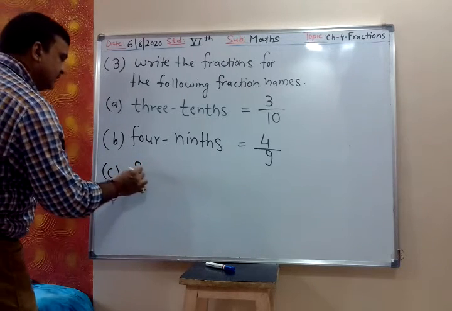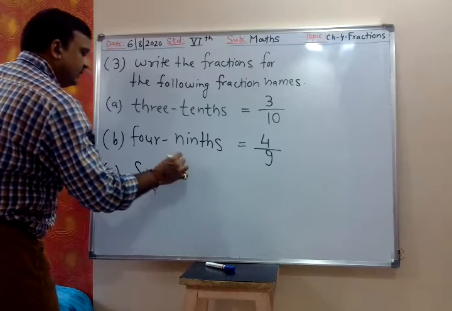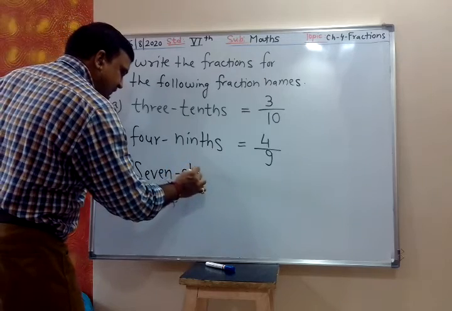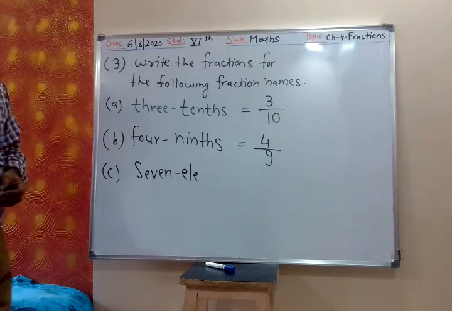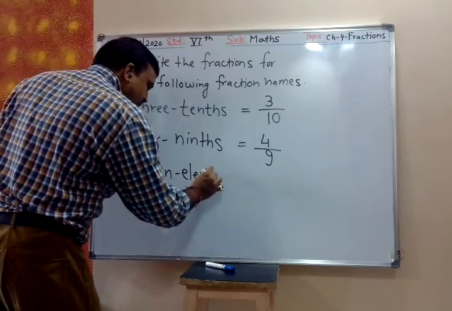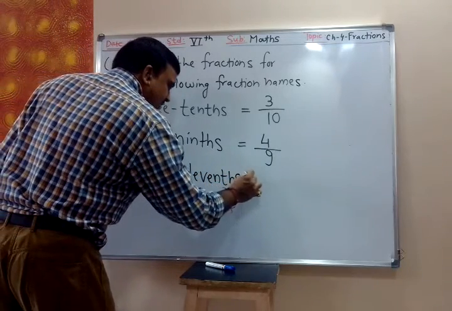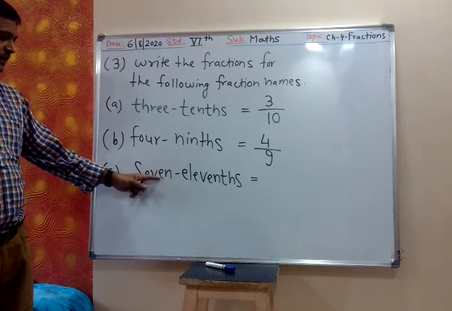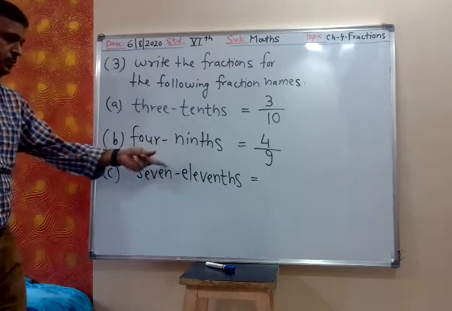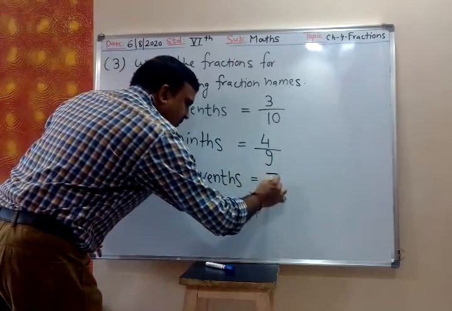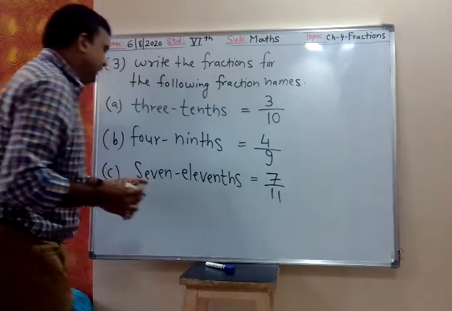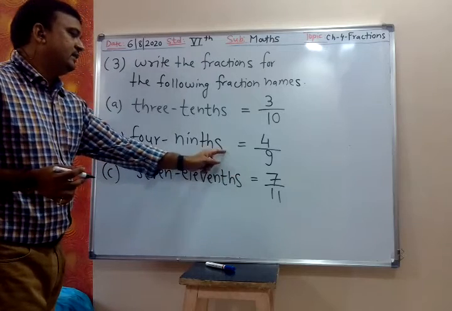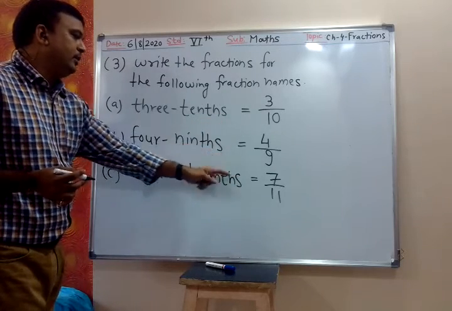Now third is 7/11. Yes, 7 part. 11ths means out of the whole part, which is 11. So we write 7 upon 11. Whichever is the whole part or denominator, there we write it.